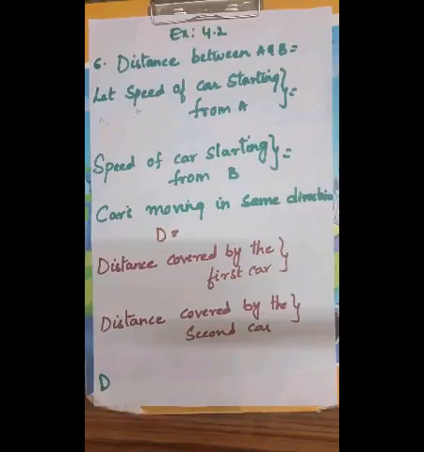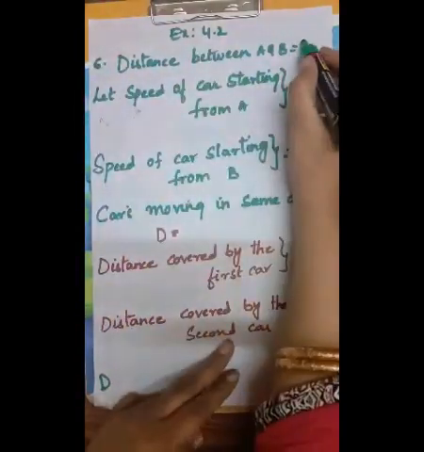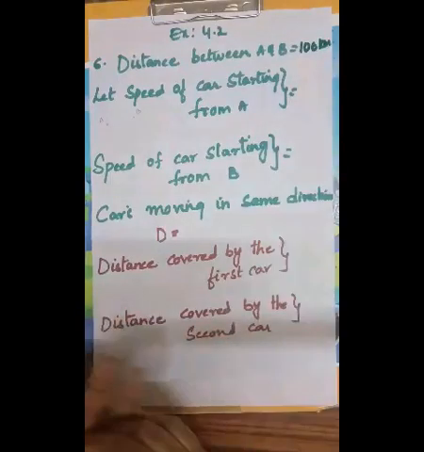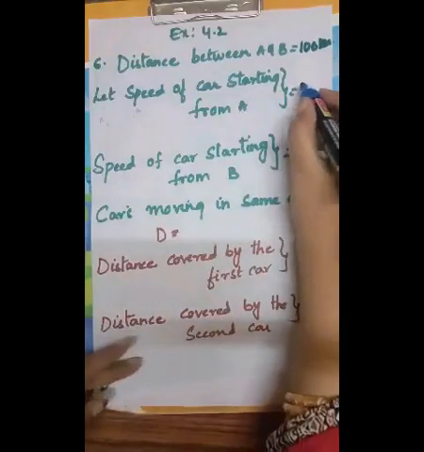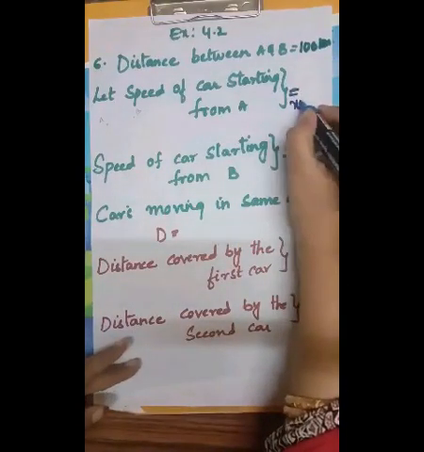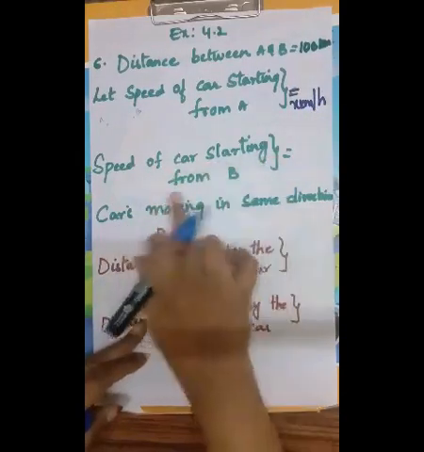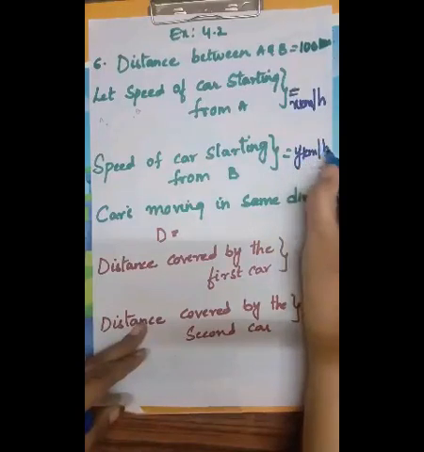If they are starting in the same direction, the time taken for the two cars to meet is 5 hours. Okay. Let the distance between A and B be, since A and B are 100 kilometers apart, so the distance between A and B is 100. Speed of the car starting from A is x kilometers per hour. And speed of the car starting from B is y kilometers per hour.